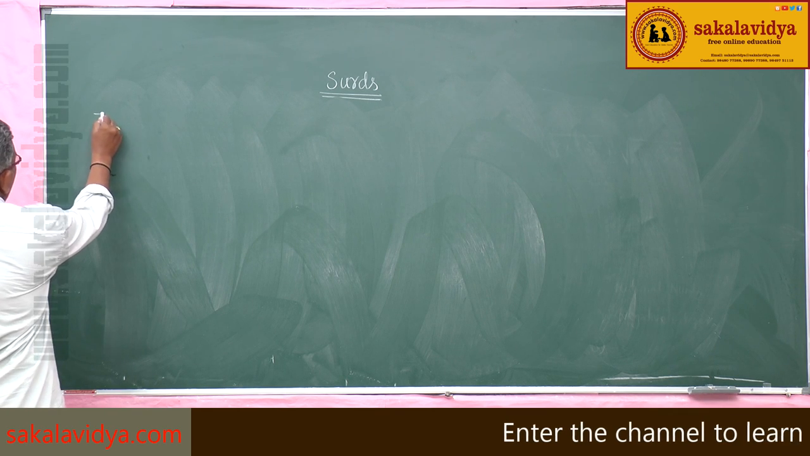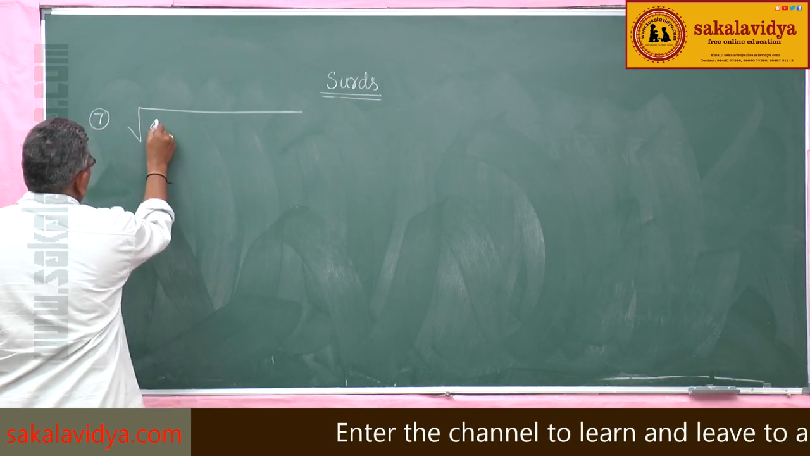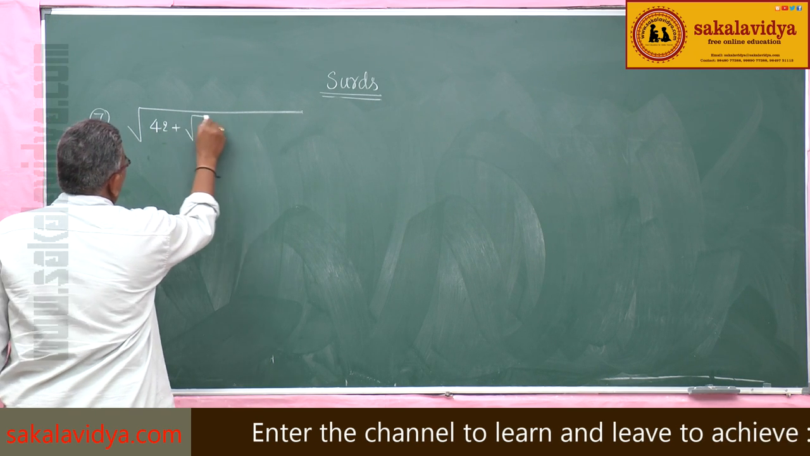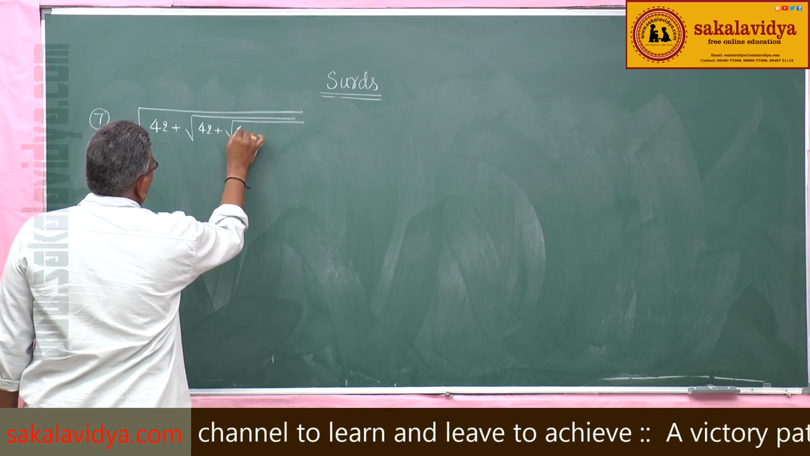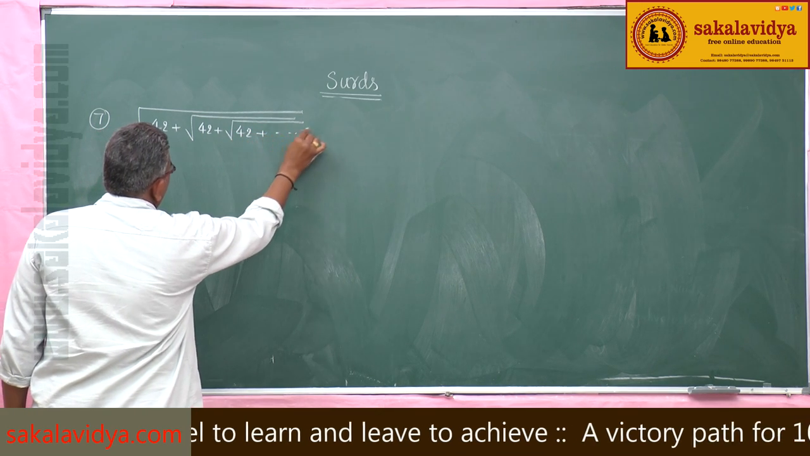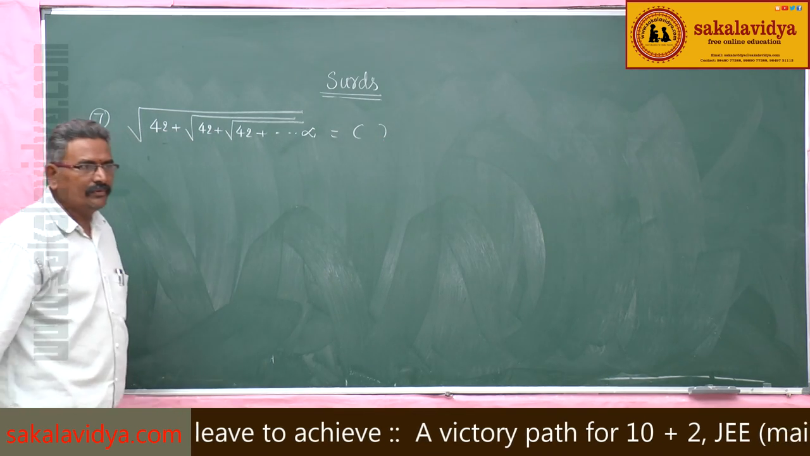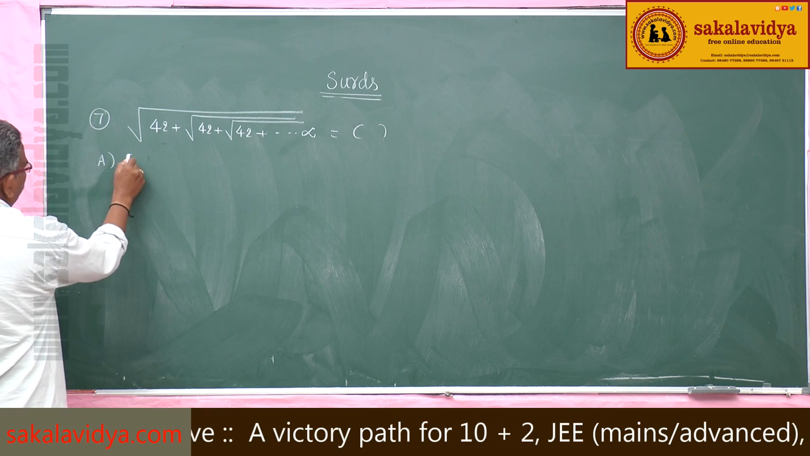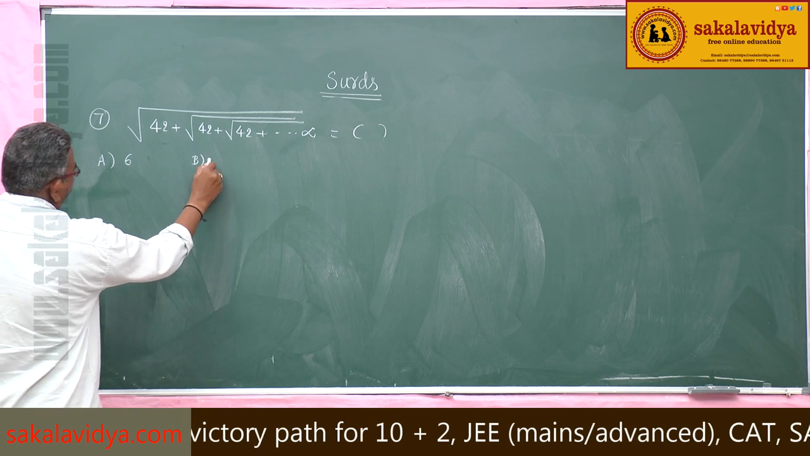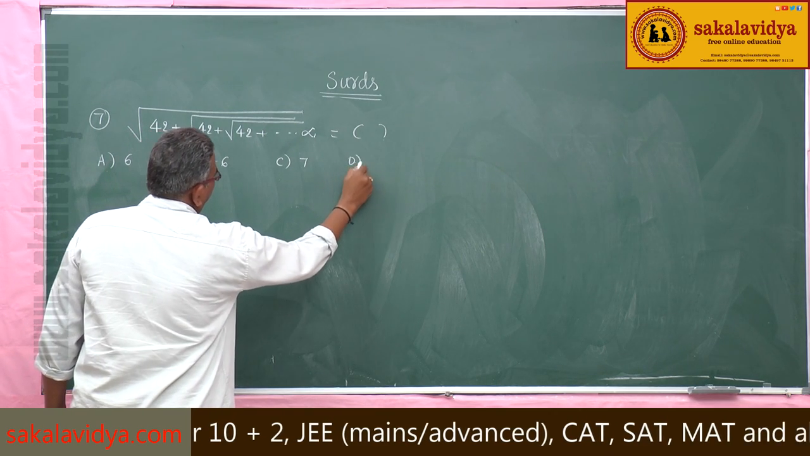Seventh one. Root of 42 plus root of 42 plus root of 42 plus dash dash infinity is equal to: A is 6, B minus 6, C 7, D minus 7.